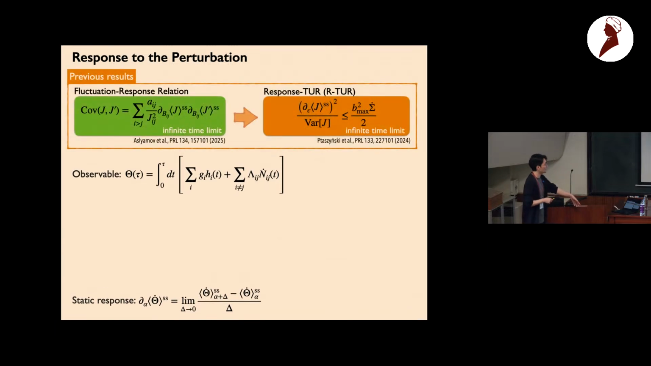At this stage, let me go back to the previous result. This is a fluctuation response relation found this year.